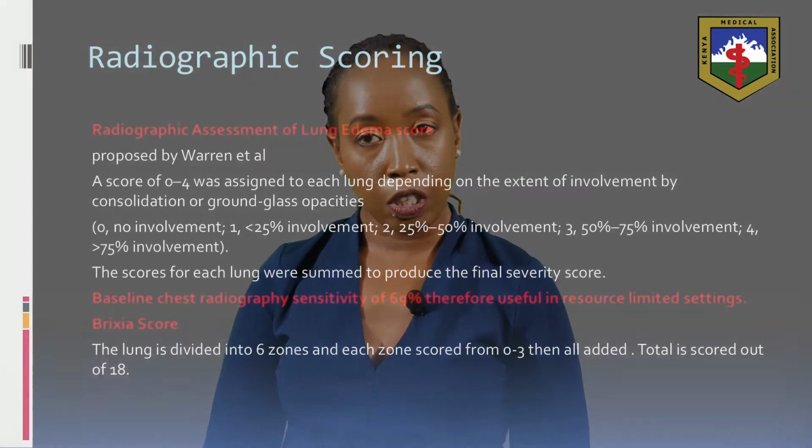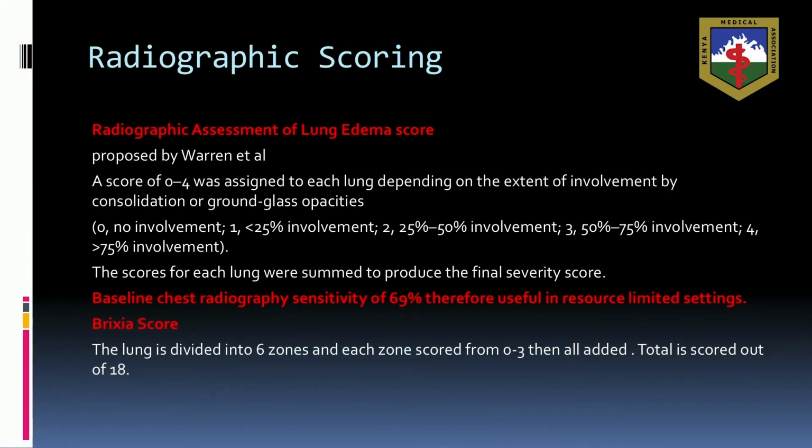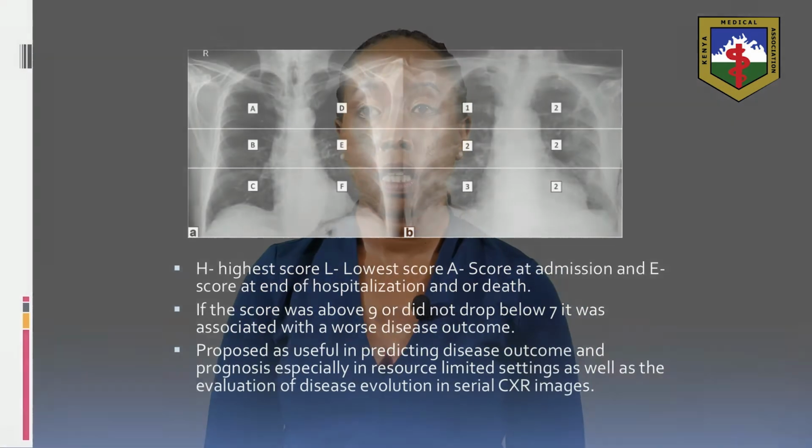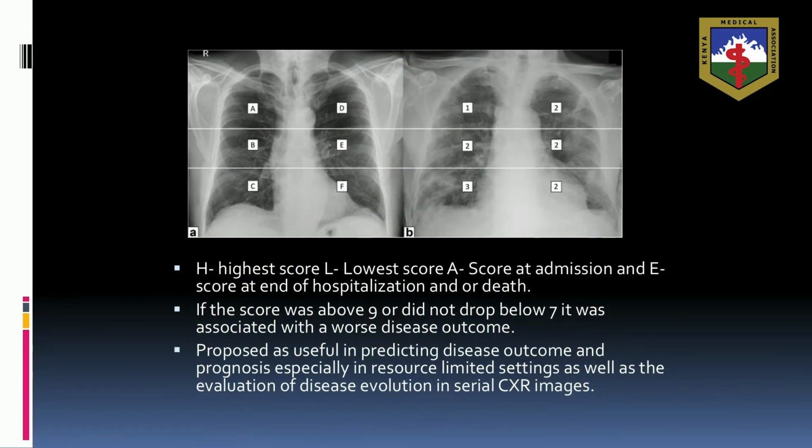So a baseline chest radiograph sensitivity of 69% has been useful, especially in resource-limited settings, as I have said. Now recently, actually in December, the Brixia score came about, where the lung is divided into 3 zones, and each zone is scored from 0 to 3, and then this is totaled and it's scored 0 up to 18. And you can see it there where the lung is divided into 3 zones.